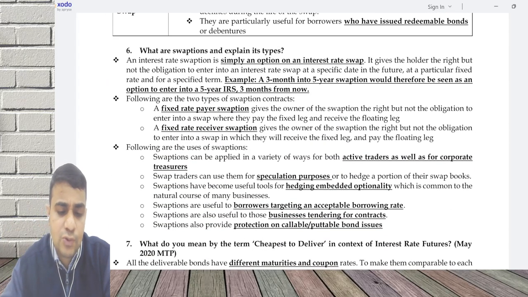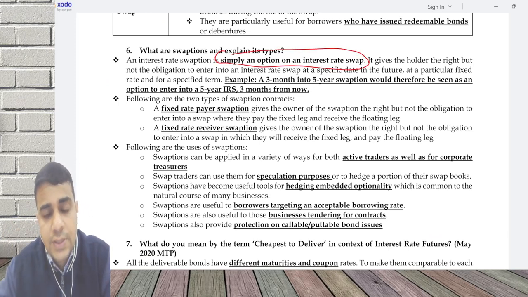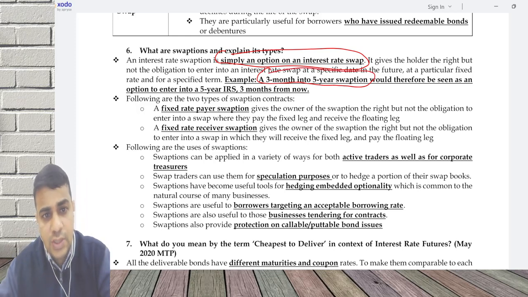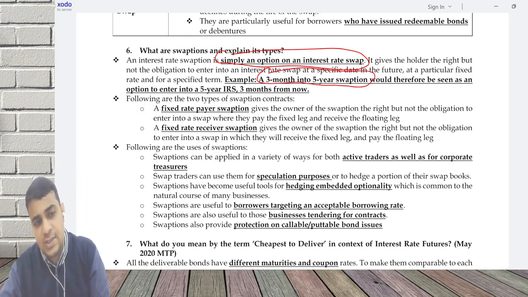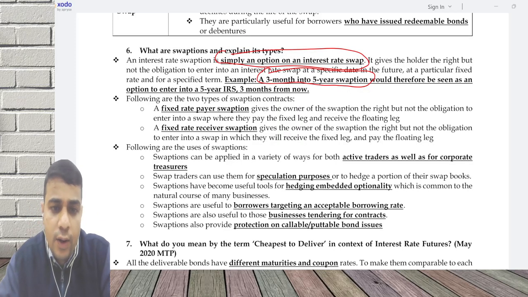An interest rate swaption is simply an option on an interest rate swap. It gives you a right but not an obligation. An example is a 3 month into a 5 year swaption. What is a 3 month into a 5 year swaption? After 3 months you can enter into a 5 year interest rate swap if you want.